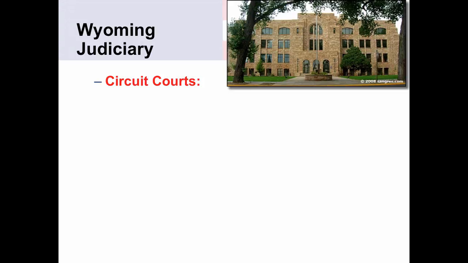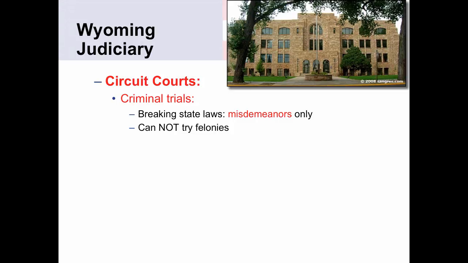The second tier are the circuit courts, and they also hold criminal trials, but they hold criminal trials involving state laws, yet only misdemeanors. A misdemeanor is a violation in which you can only be sent to jail for less than a year. Any crime where you can be sent to jail for more than a year is a felony. And the circuit courts do not hear felony cases. They only hear misdemeanors. But unlike the municipal courts, the circuit courts also hear civil cases.